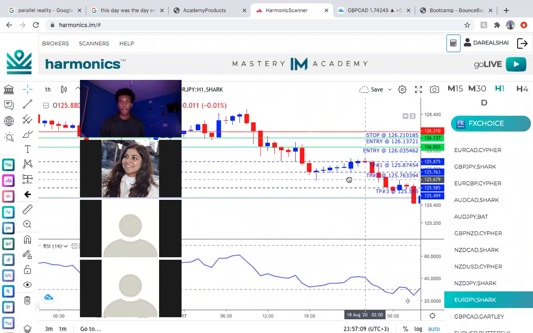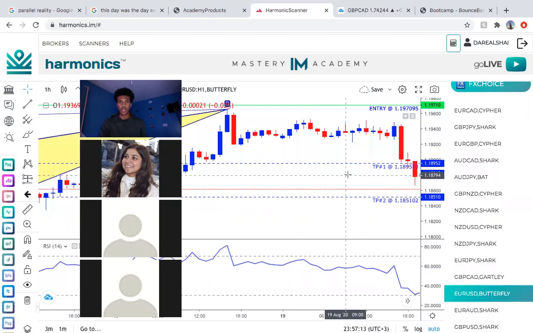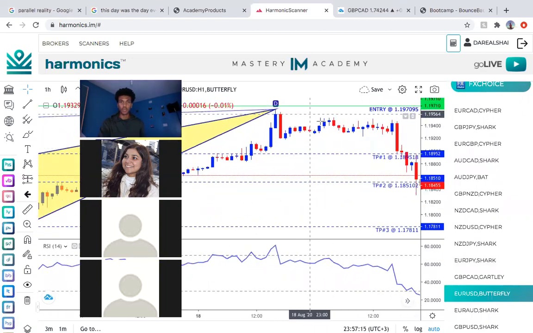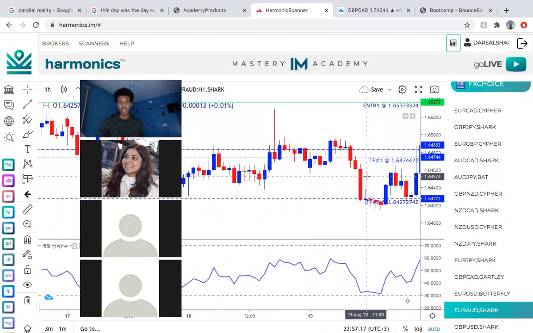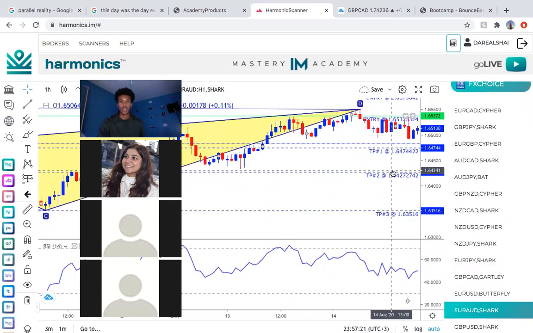Let's see what else we got. Euro JPY, I think we went through this one already. Yeah, we did. GBP CAD, went through this one already. Euro USD, okay, cool, missed. Like that. See, you can see that some trades will miss. Don't get twisted. There'll be a lot of trades that will miss, but it's all about having the right mentality and just sticking through it.